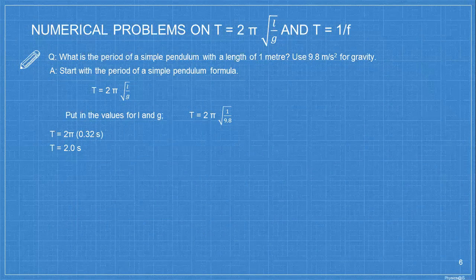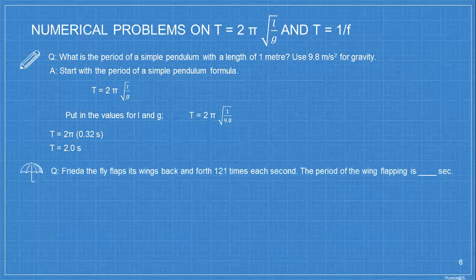Now here is an interesting fact for you all, that such a pendulum whose time period is 2 seconds is called a seconds pendulum. Its length is fixed, that is 1 meter, and this is the pendulum which is used mostly in the clocks which we see in our houses.